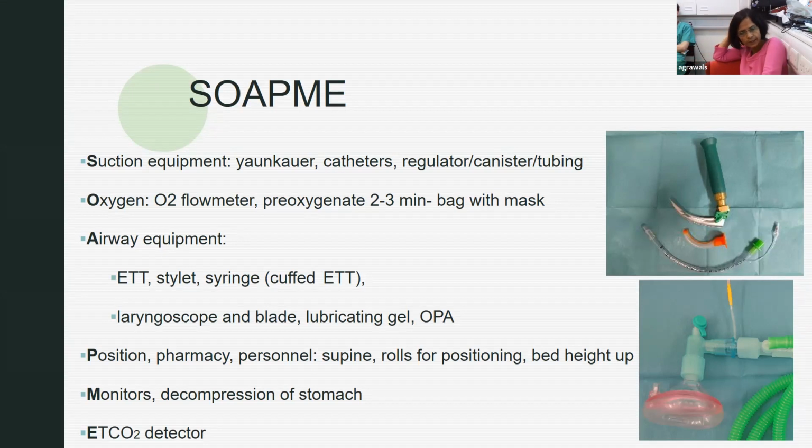So it's an important idea to have all the equipment ready. So suction equipment, oxygen, of course, the flow meter, if we can pre-oxygenate the patient with a bag valve mask. And hopefully we have a right-sized bag valve mask at that stage. This is how you would connect the end-tidal CO2 with the bag valve mask circuit.